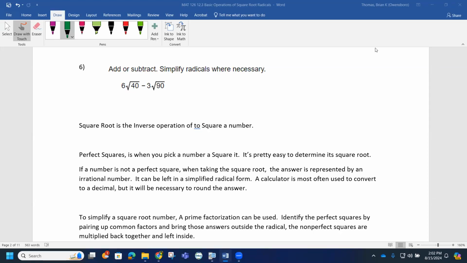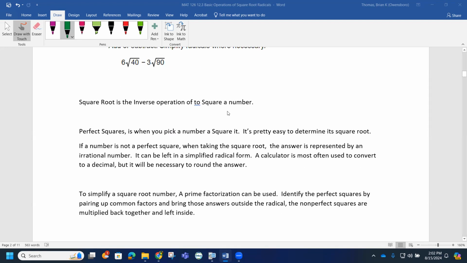So question 6, again, we're doing basic operations with square root radicals. They want us to simplify this expression: 6 times the square root of 40 minus 3 times the square root of 90. As we mentioned, square root is the inverse operation to square a number.